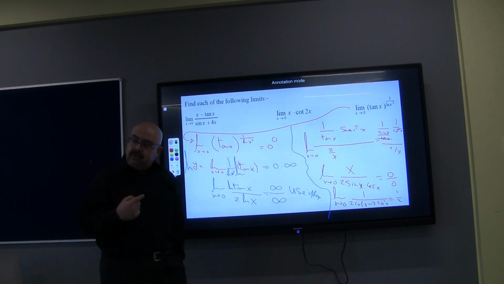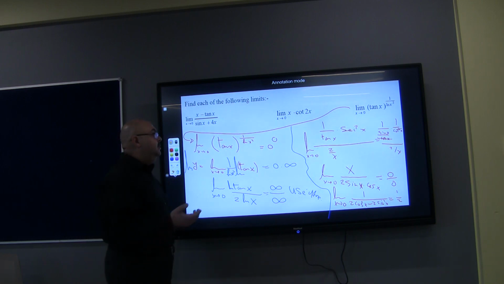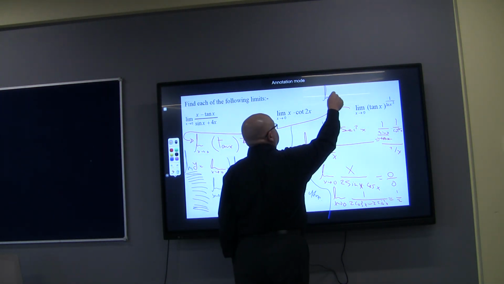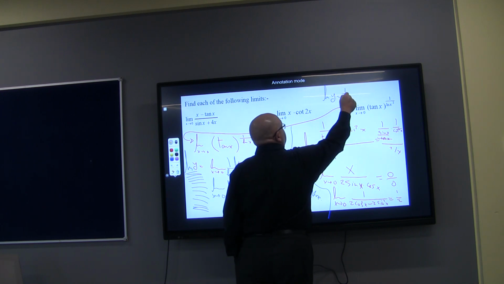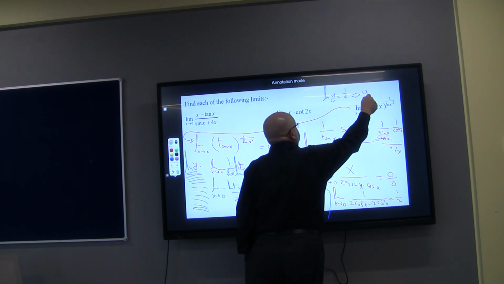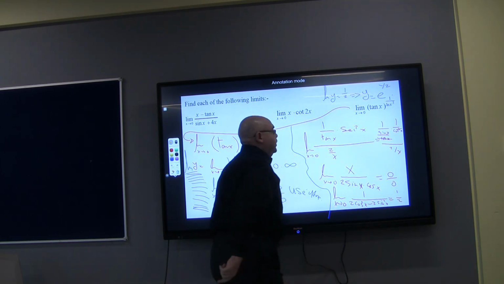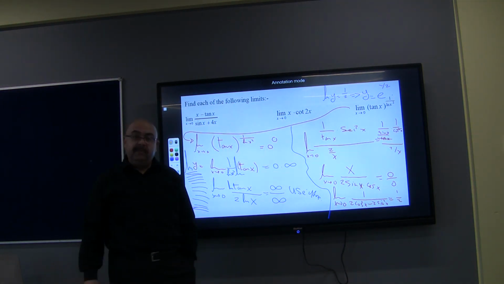Is the limit, Mr. Ray, equal to 1 over 2? No. What is equal to 1 over 2? ln y. So now I have ln y equals 1 over 2, which is going to develop into y equal to e to the power of half, and this is the end of your problem.